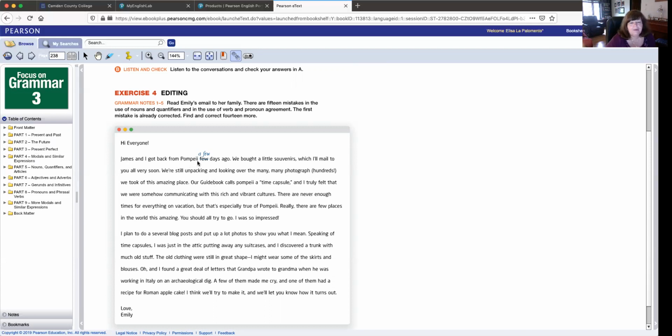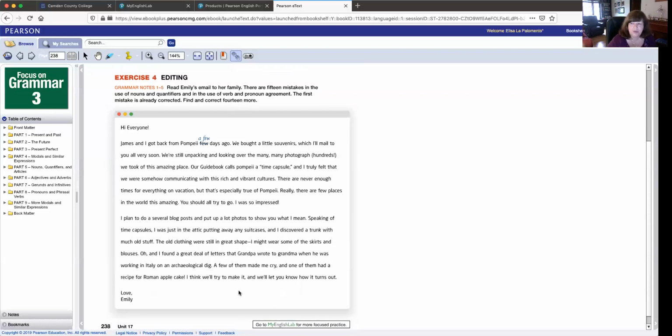"James and I got back from Pompeii a few days ago. We bought a little souvenirs." So you have to look at the noun, which is souvenirs. Is this count or non-count? Souvenirs, we can count souvenirs. As a matter of fact, this is already plural. One souvenir, two souvenirs, three souvenirs. So not "little," but "few." "We bought a few souvenirs, which I'll mail to you all very soon." Okay, do the rest of these. We just found another one, so that means you have to find 13 more. All right?